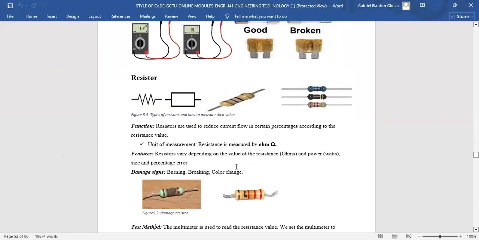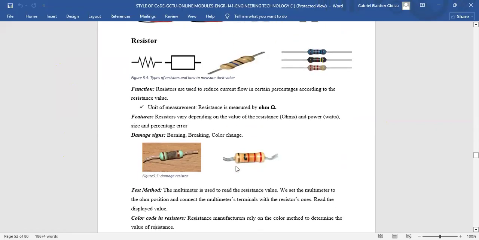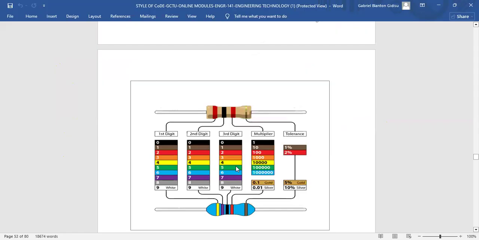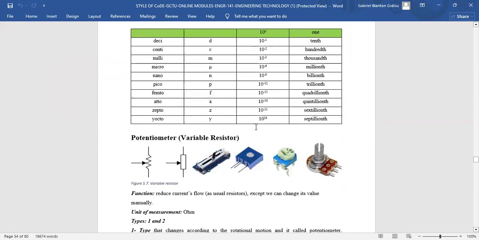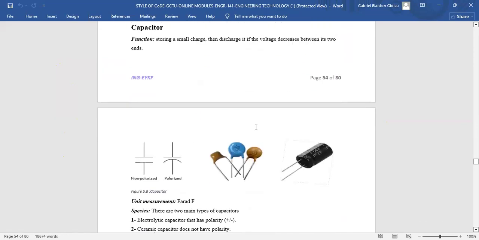We will engage ourselves in all this activity. We will learn the labeling of a resistor. We will learn all these things physically, so don't worry, just go and read.